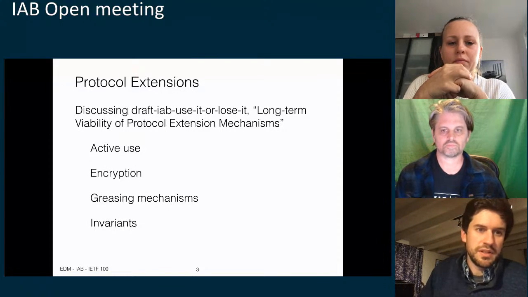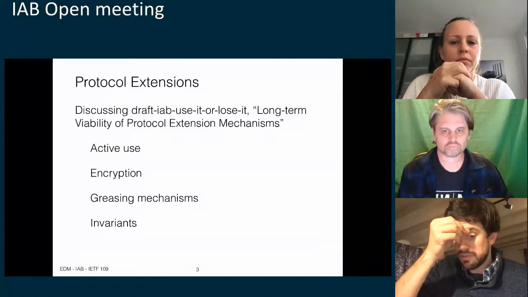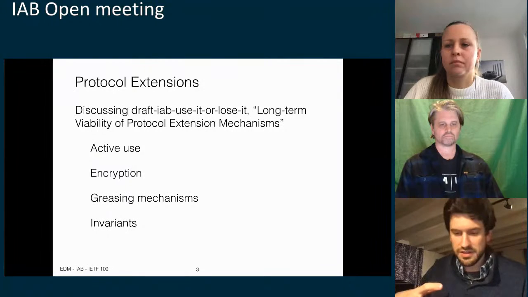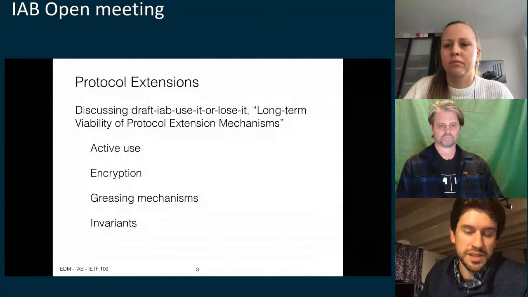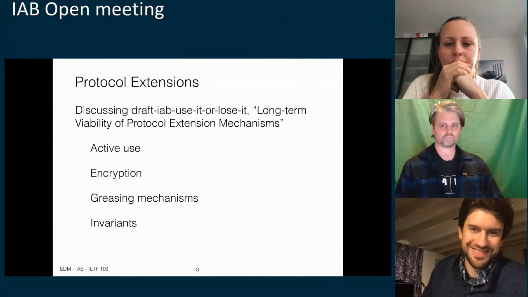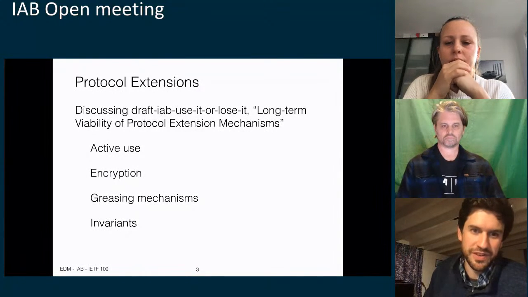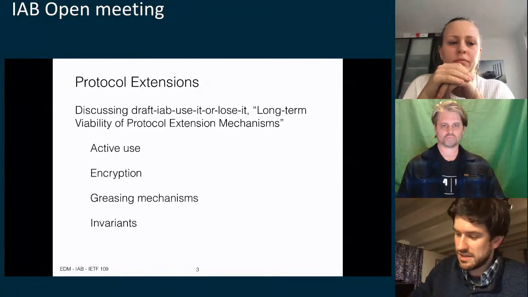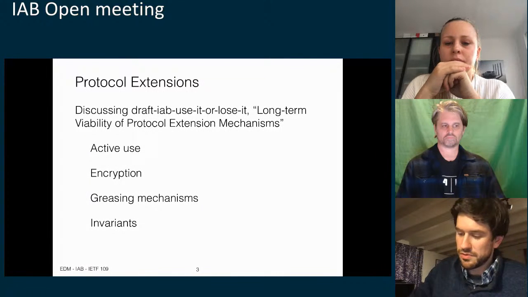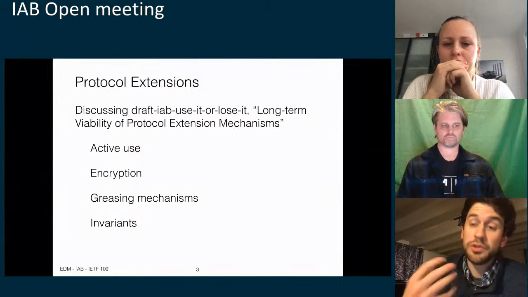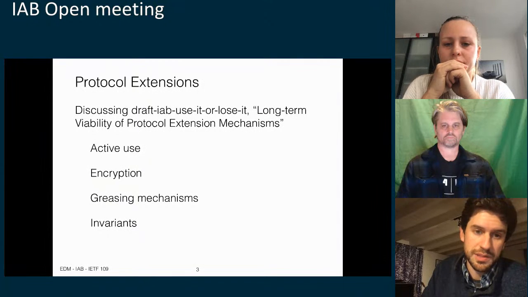So on the extensibility side of things, the main item that we're planning on doing is discussing and moving forward a draft that Martin Thompson wrote a couple years ago, called Use It or Lose It, whose formal name is Long-Term Viability of Protocol Extension Mechanisms. A lot of this is trying to formalize in an IAB document some of the notions around greasing and active use, and how we ensure that our protocols aren't as vulnerable to ossification as we've seen for a lot of protocols in the past.